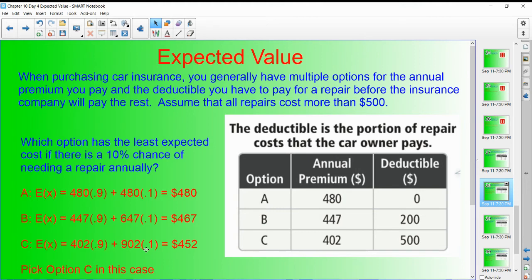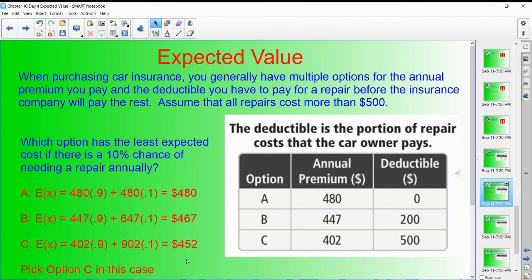So depending on how careful of a driver I am, I might want to pick the low premium if I'm pretty sure I don't get into an accident. If I've been in some accidents before, I may want to pick the higher premium with the lower deductible, just in case I get into an accident. Option C in this case is the cheapest.